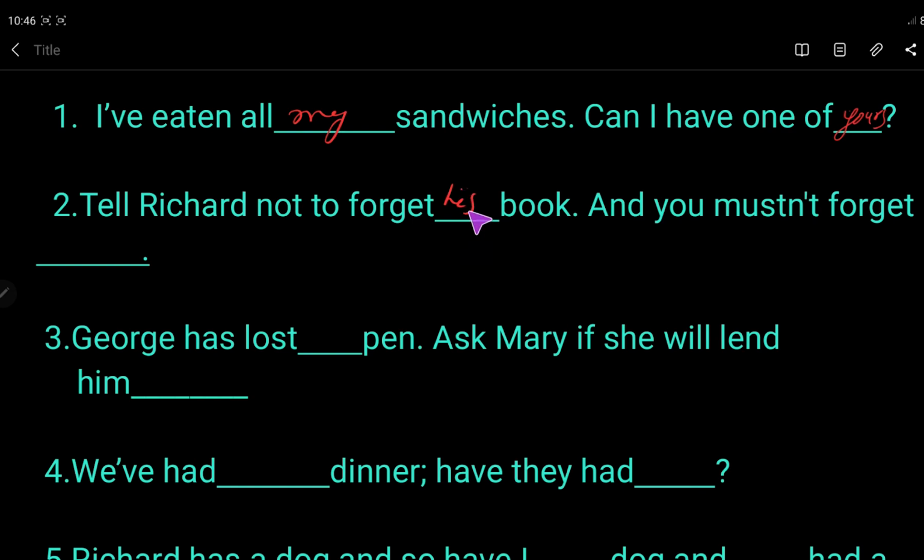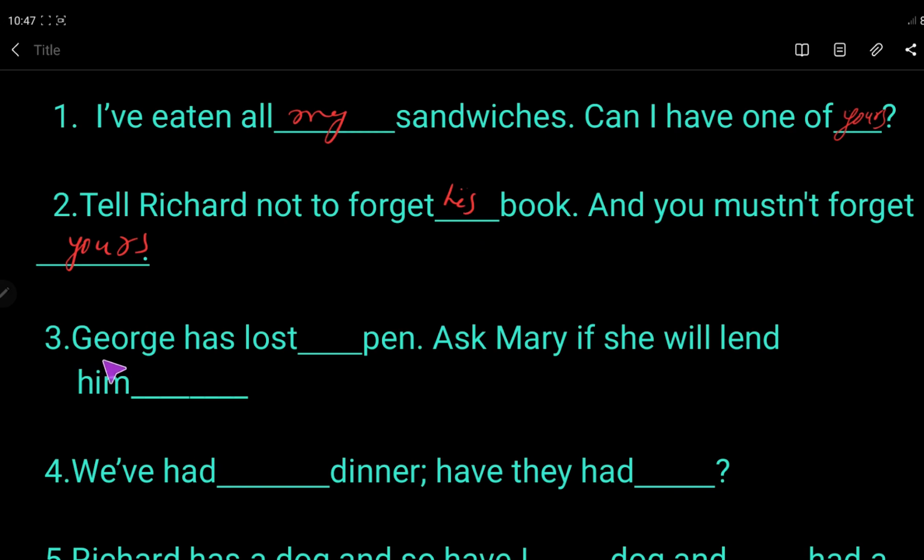Here is a noun, so I will use a possessive adjective. That is why I have used "her". And you mustn't forget "whose?" "Yours." This is a possessive pronoun. So easy. Again I am telling you, just remember: if you find a noun after the blank, you will use a possessive adjective blindly, and if there is nothing after the blank, or there is no noun after the blank, you will use a possessive pronoun.